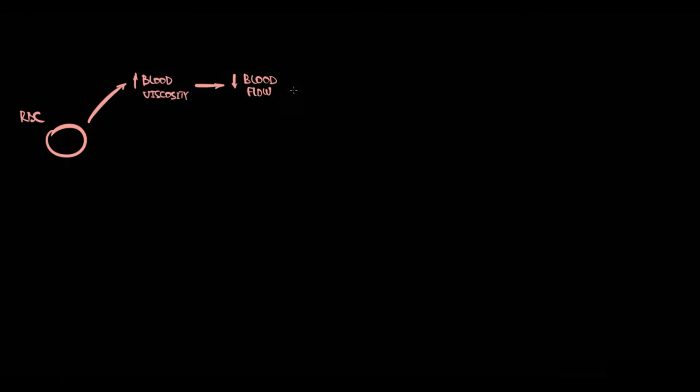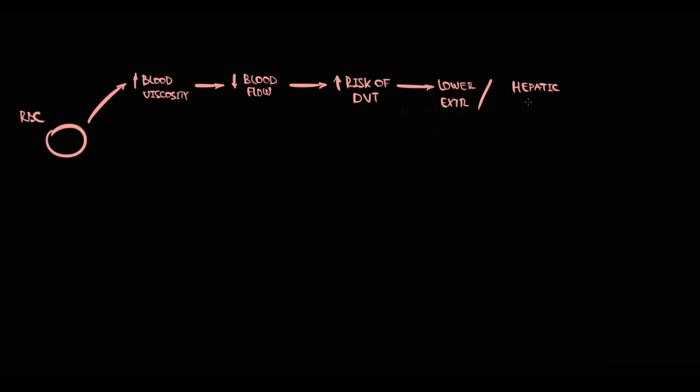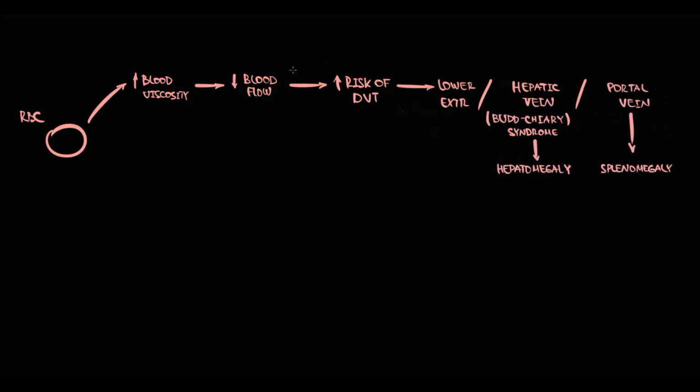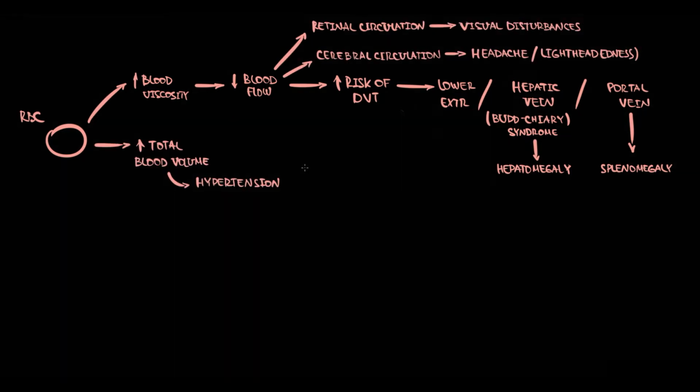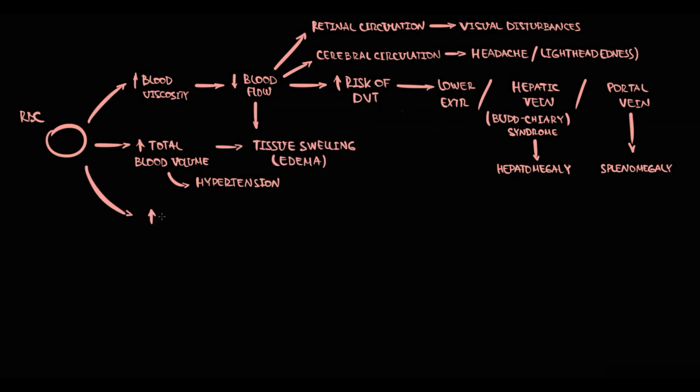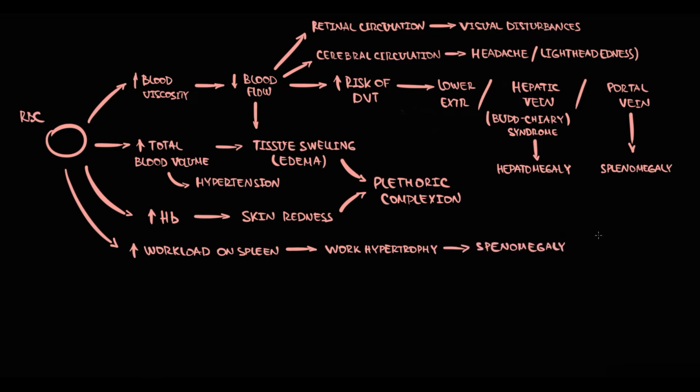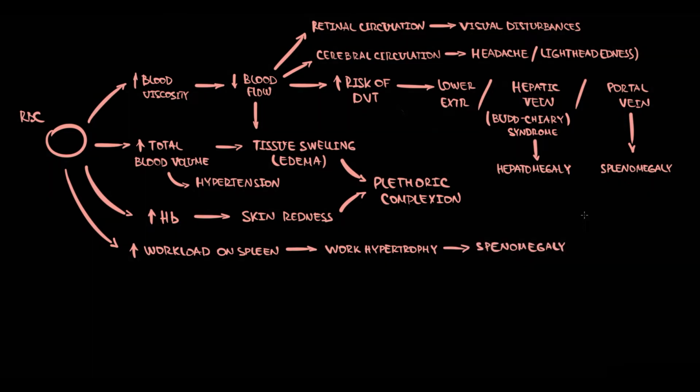Recall that such a huge increase in red blood cells is responsible for major clinical symptoms of polycythemia. It's deep venous thrombosis, that with time can cause hepatomegaly and splenomegaly, visual disturbances, CNS symptoms, hypertension, tissue swelling with skin redness that together form the so-called plethoric complexion, and also hypertrophy of the spleen that causes splenomegaly.